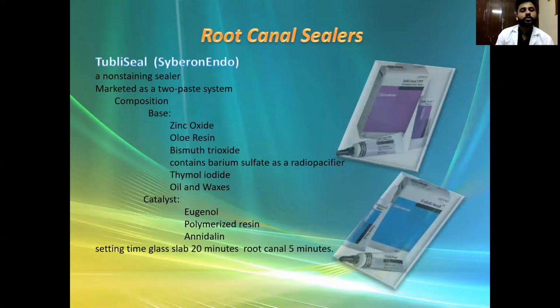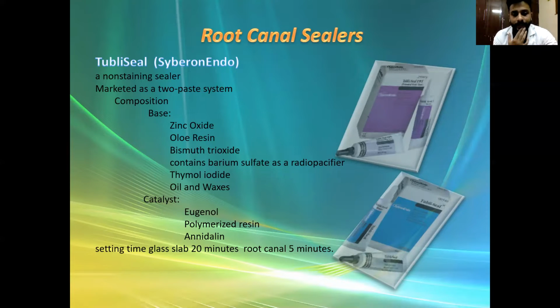Okay, next moving on to Tublicil. Tublicil is manufactured by Cybron Endo. It is a non-staining sealer, and it comes as a base and catalyst. And you can see the composition. It is also a zinc oxide eugenol sealer. It's composed of zinc oxide, oleoresin, bismuth trioxide, and radiopacifiers like barium sulfate and thymol iodide, oil, and waxes. And in the catalyst phase, we have eugenol, polymerized resin, and anidaline.